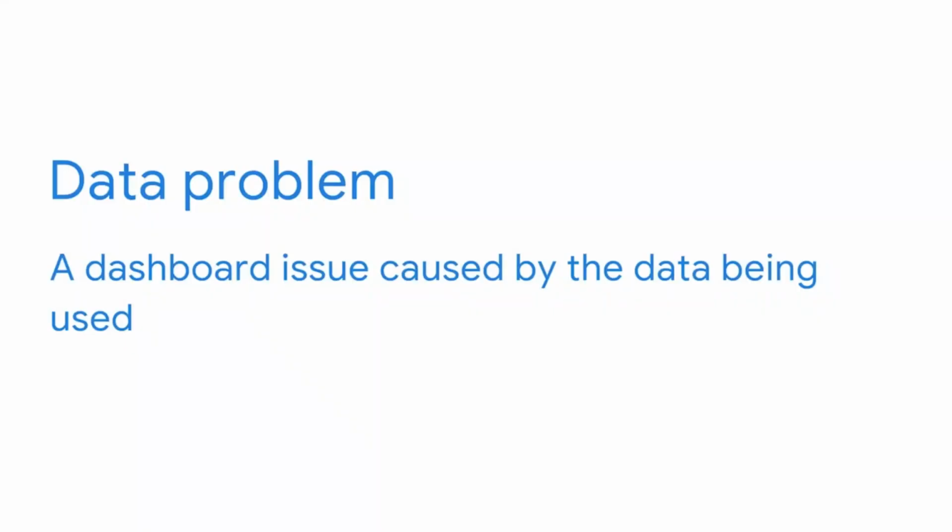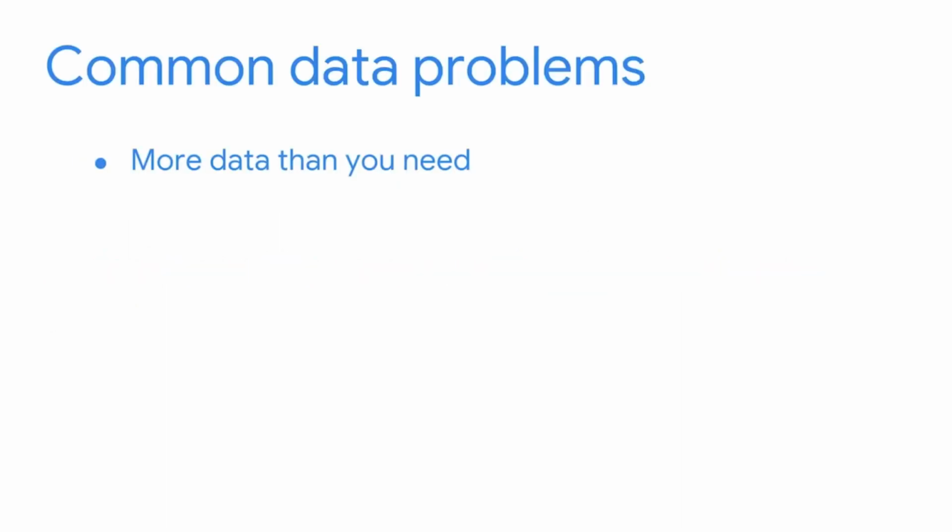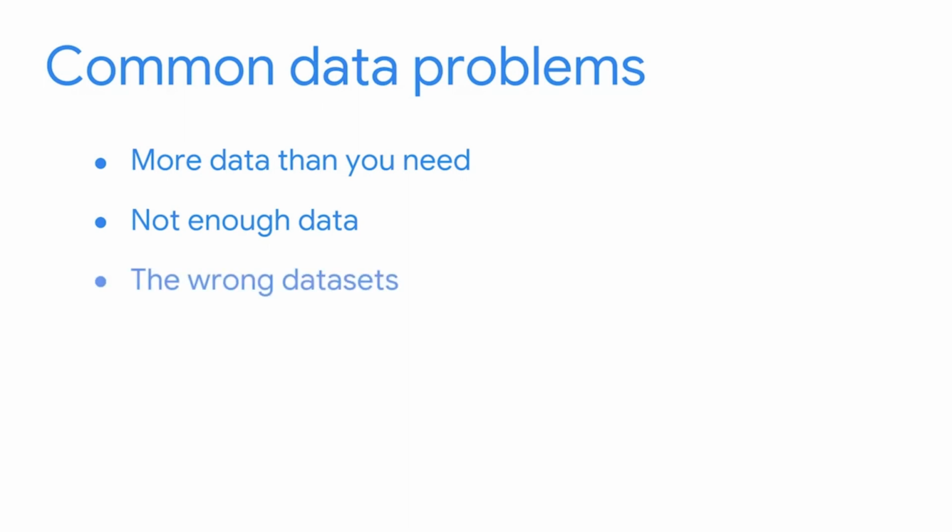First, when it comes to a BI dashboard, a data problem is an issue caused by the data being used that's in the dashboard. Maybe you've included more data than you need. Just as you've discovered with pipelines, this can cause dashboards to run slowly. On the other hand, if you don't include enough data, you might be missing crucial information that your stakeholders could really benefit from having. Perhaps you incorporated incorrect data sets or data from the wrong time period. This can cause your stakeholders to come to inaccurate conclusions.